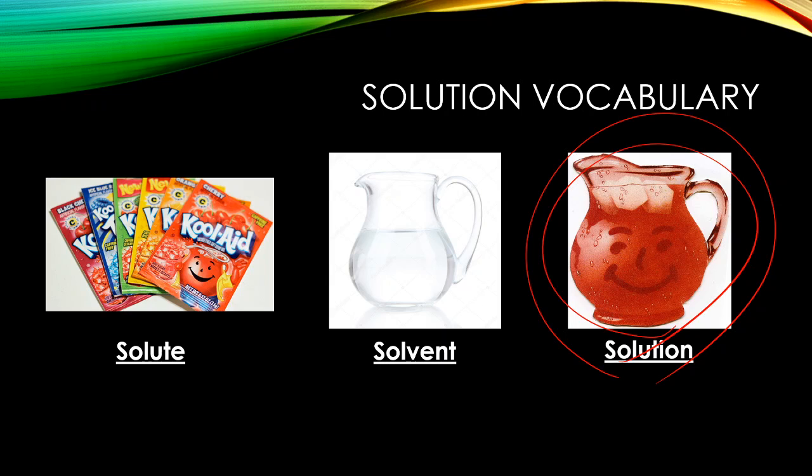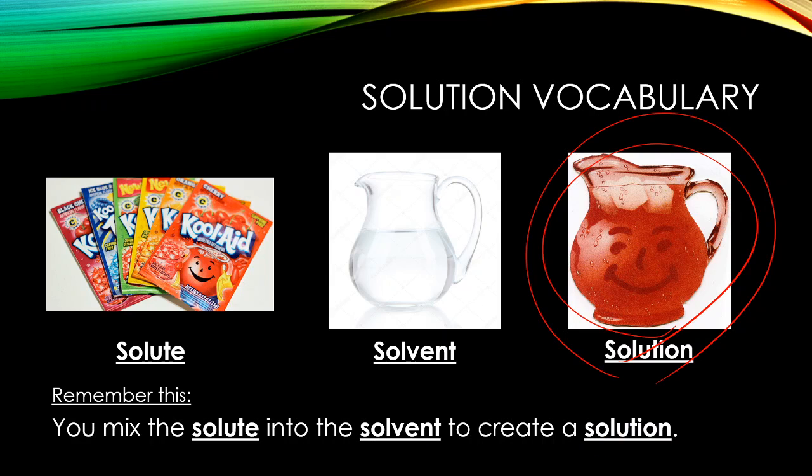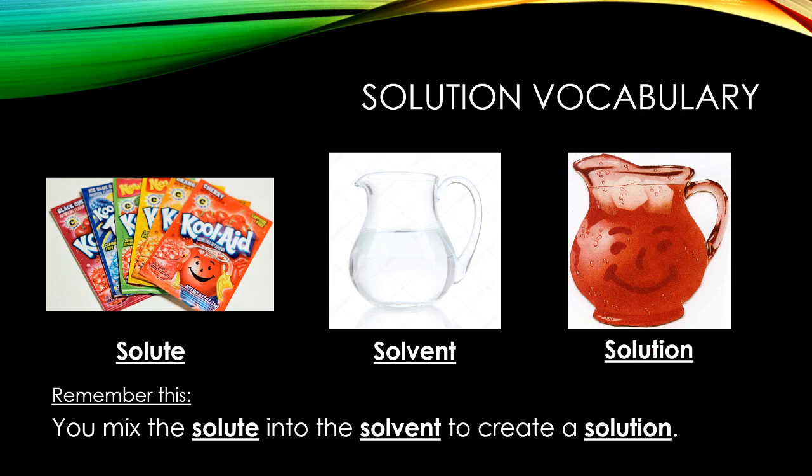In order to help you remember those three words, because I think most people get the idea, they just have a hard time keeping track of those three, remember this sentence. I would recommend writing it down in your notebooks. You mix the solute into the solvent to create a solution. If you write that down in your notebooks and have that in your memory, you will always be able to remember which one is the solute, the solvent, and the solution.